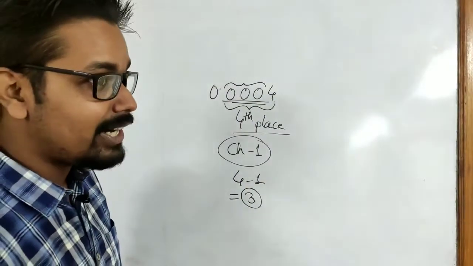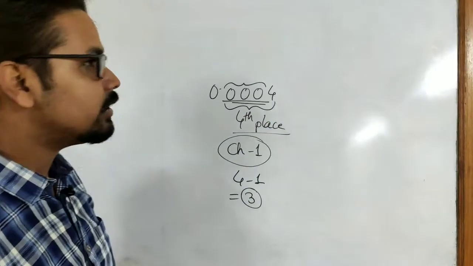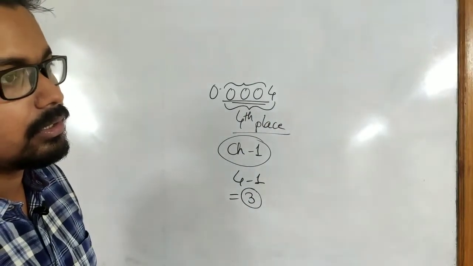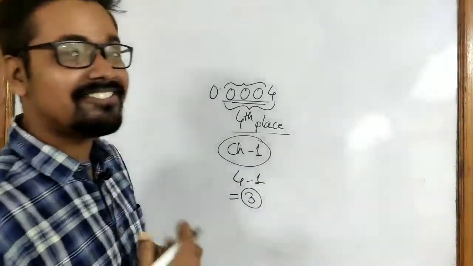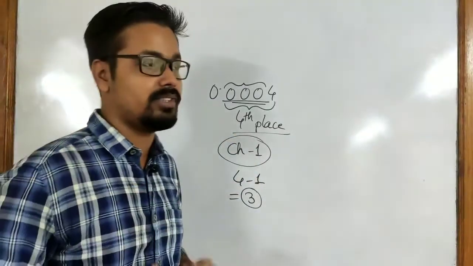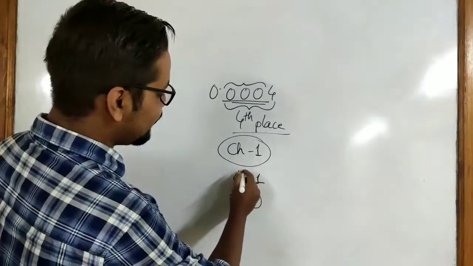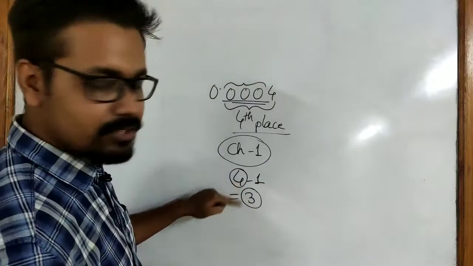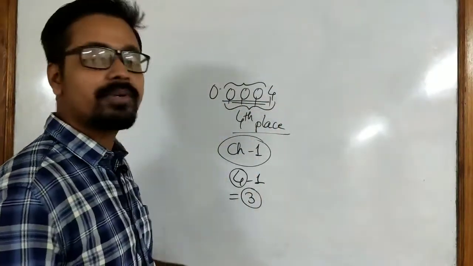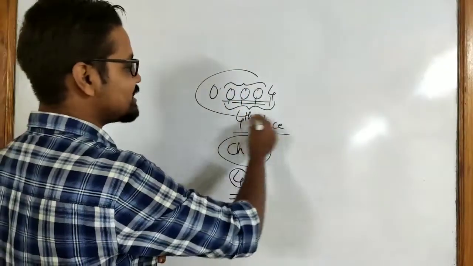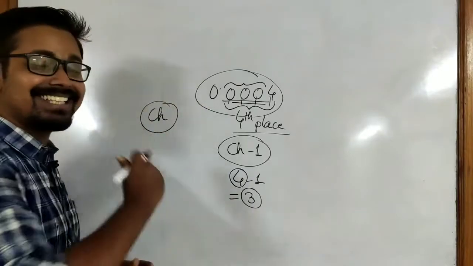But here, if you want to find the position of the first significant digit, then what will you do? In that case, you take the characteristic itself. The characteristic is 4, that means the position is 1, 2, 3, 4. So you don't need to subtract 1 or do anything else. For this number, you just need to find the characteristic, and the characteristic itself is the answer.